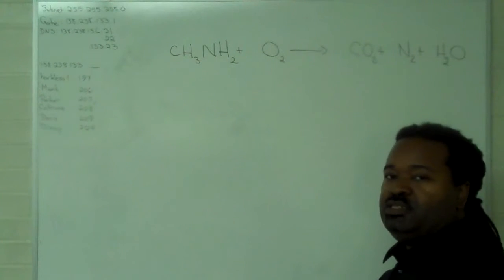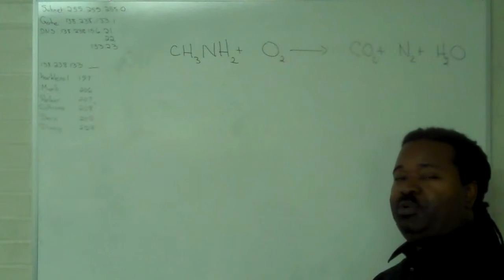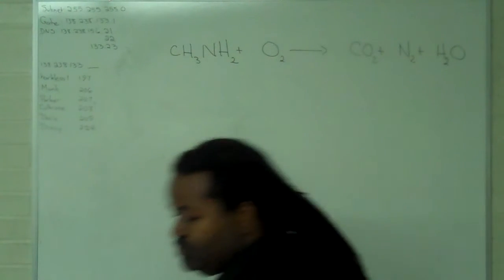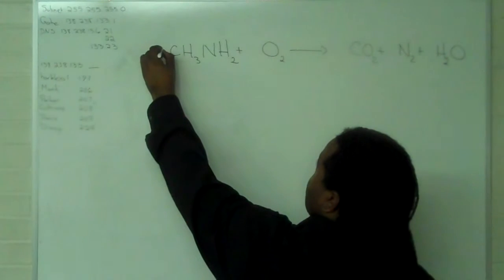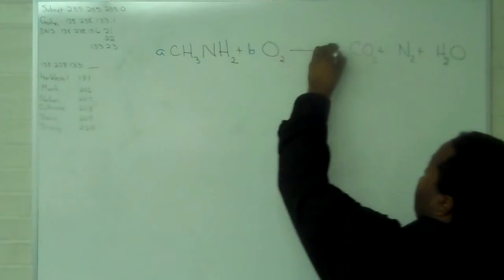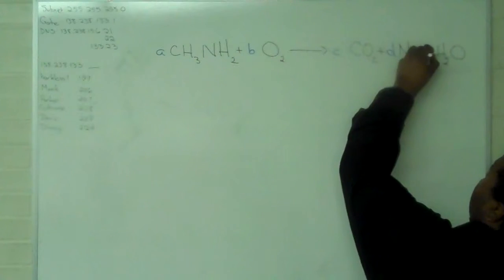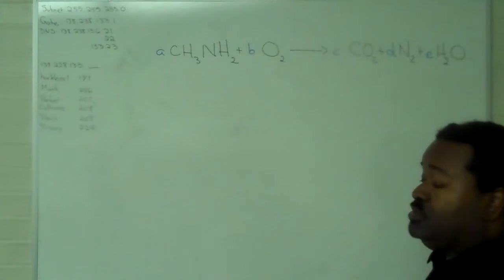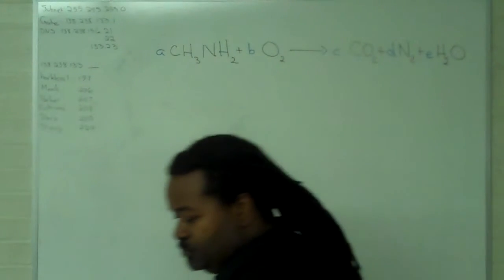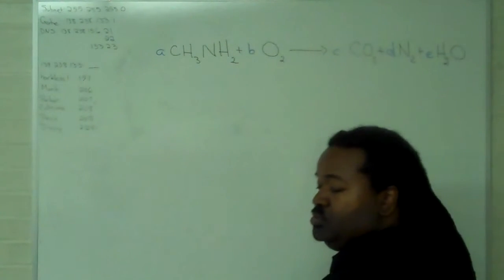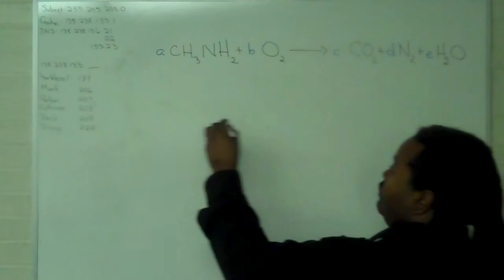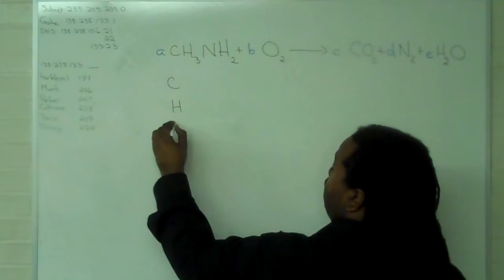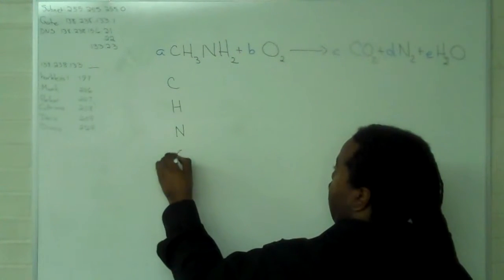Here we have another reaction that I am going to use the algebraic method to balance. Once again, we start out by assigning dummy coefficients A, B, C, D, and E to every species in the reaction, be they reactants or products. The next step is to develop our individual equations using each element: carbon, hydrogen, nitrogen, and oxygen.